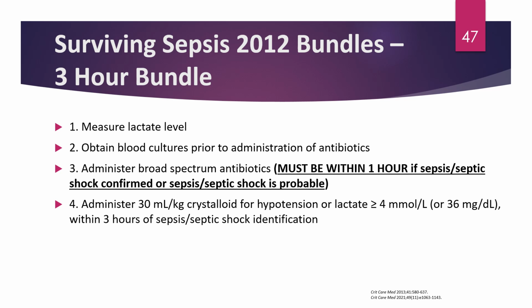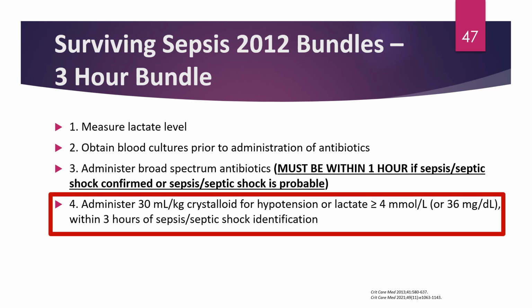So, in regards to the 3 hour bundle, we've talked about broad spectrum antibiotics and getting blood cultures and measuring a lactate level. But now, the next step that we're also going to do whenever a patient comes in is, if the patient is hypotensive or if the patient has a lactate greater than or equal to 4, we're going to want to administer at least 30 milliliters per kilo of crystalloid fluid within the first 3 hours of sepsis or septic shock identification.